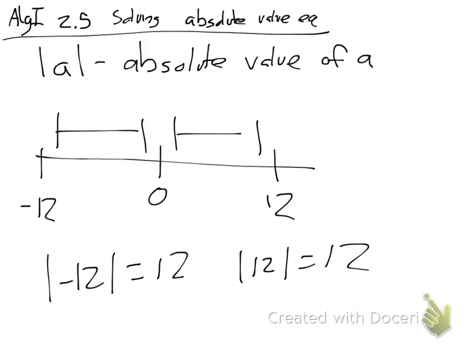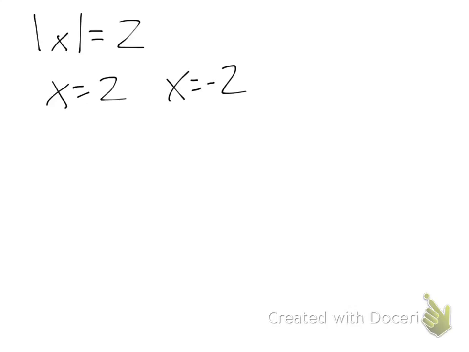Now, if I'm going to solve an absolute value, if I had something like the absolute value of x is equal to 2, what values, when I take the absolute value of, will give me 2? 2 works. So x would equal 2. So the absolute value of 2 is 2. There's another one. What's the other one? Negative 2. It's negative 2, because the absolute value of negative 2 is 2.